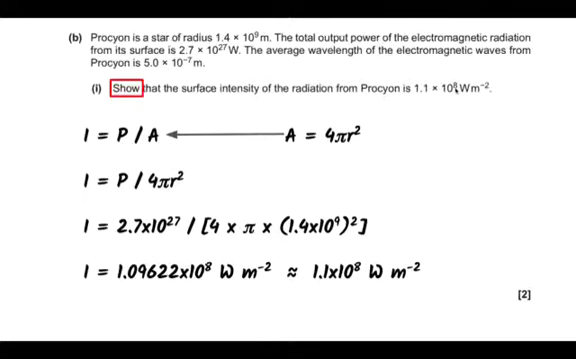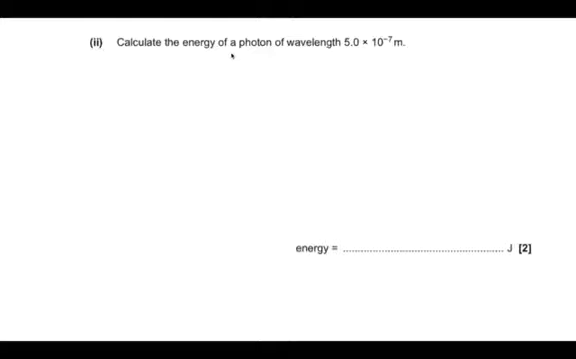Make sure that you lay out your workings in a way that also shows that you understand what's going on. For part 2, calculate the energy of a photon of wavelength 5.0 × 10⁻⁷. Here you can start with Planck's equation, E equals hf, and we're going to substitute in the wave equation, v equals f lambda. v, the velocity in this particular case, is going to be that of electromagnetic radiation, or the speed of light, so v equals c.